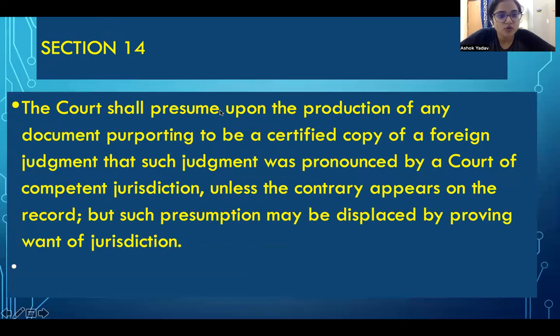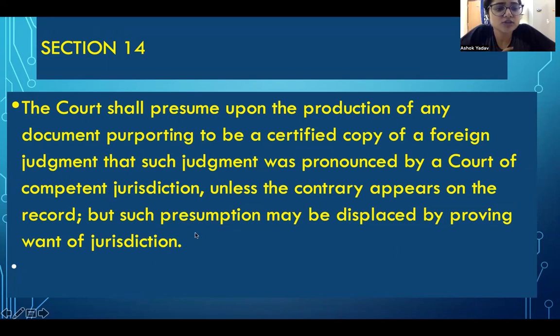Section 14. The court shall presume upon the production of any document purporting to be a certified copy of a foreign judgment that such judgment was pronounced by a court of competent jurisdiction unless the contrary appears on the record, but such presumption may be displaced by proving want of jurisdiction.